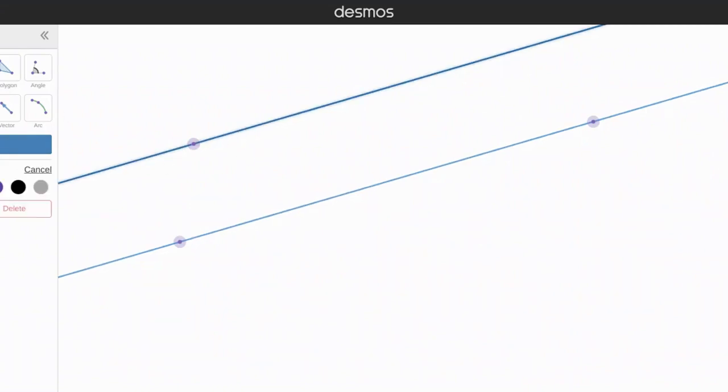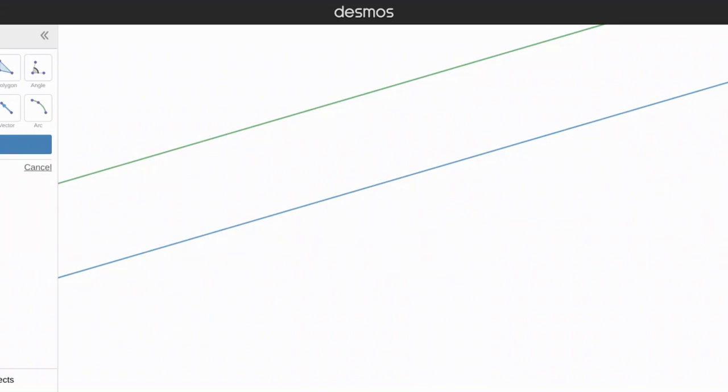I'm going to change the color of my second line. Let's just do it in green, I guess. So I know that's my second line. And I'm just going to take all these points and hide them. Click on them, press hide.